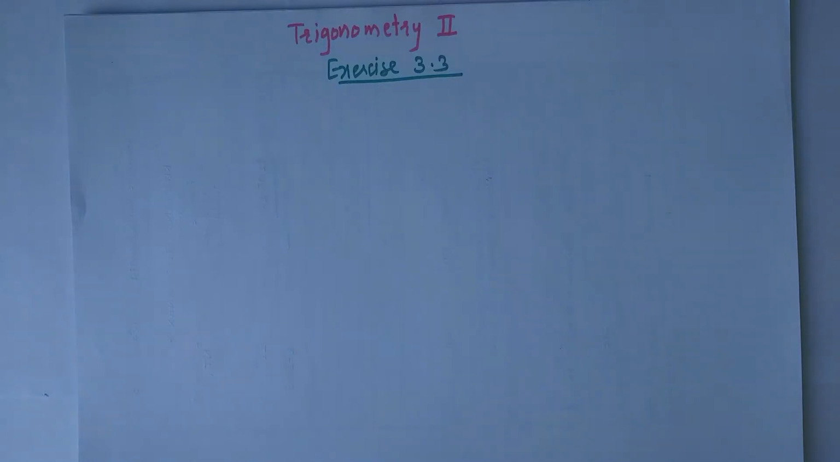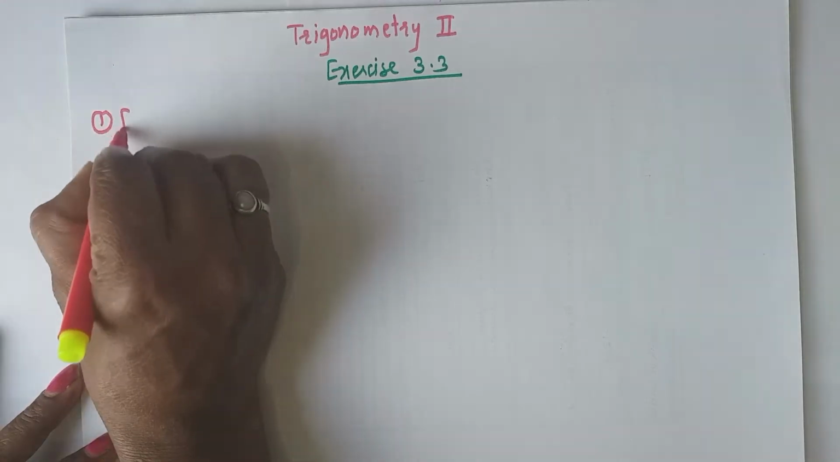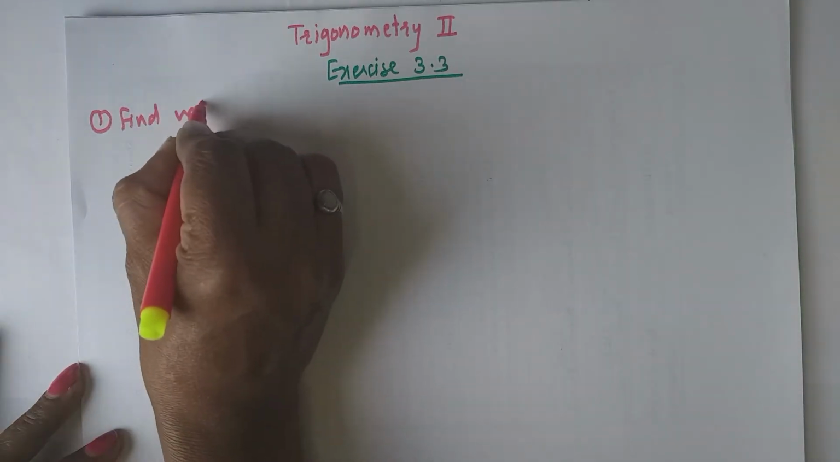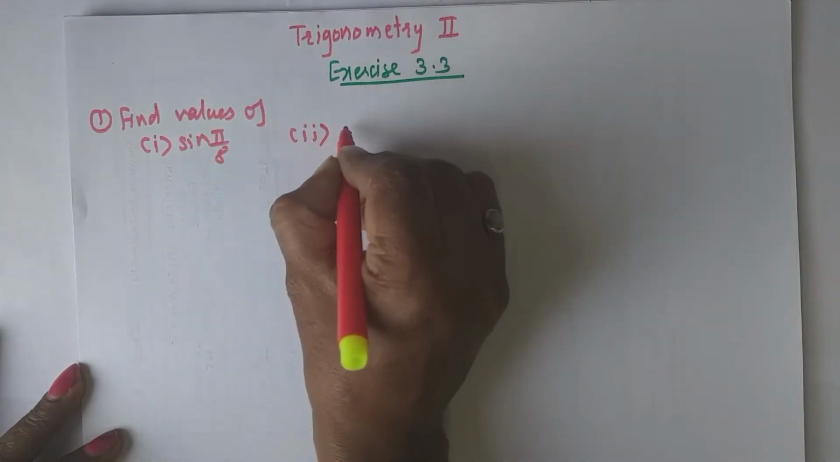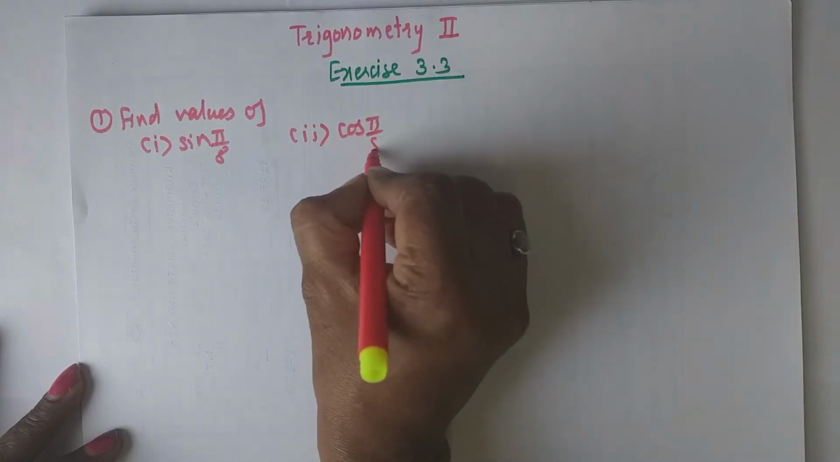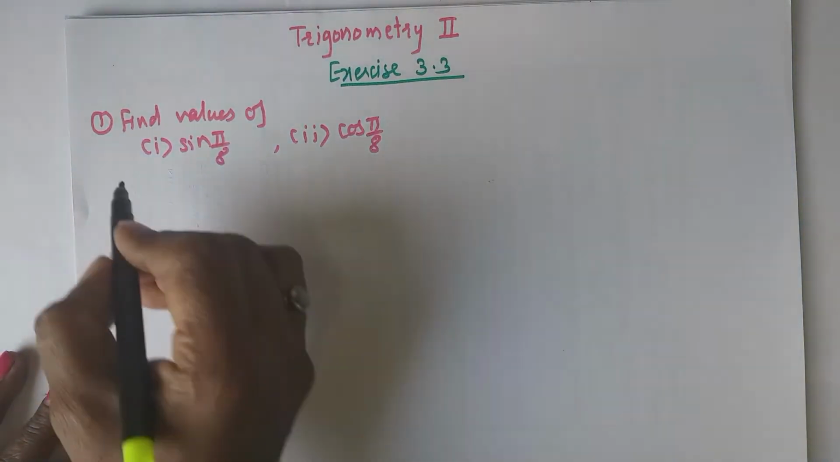Dear students, today we will solve problems from exercise 3.3 from chapter Trigonometry 2. Okay, let's see the first problem. The first problem is: find the values of sin pi by 8 and cos pi by 8. Let's solve one by one.